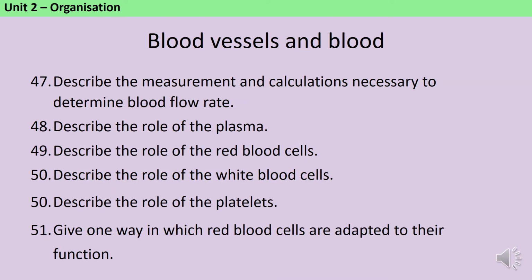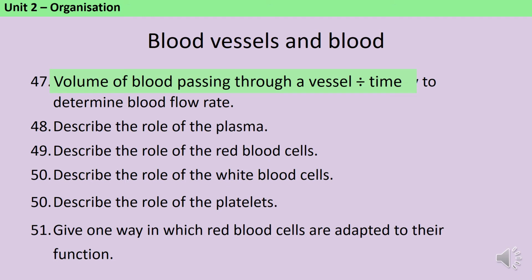In order to calculate the blood flow rate through a blood vessel, you need to know the volume of blood that has passed through that vessel, and that could be given to you in centimetres cubed or decimetres cubed, and you need to be able to convert between them. And then you should divide this by the amount of time taken for that blood to flow.